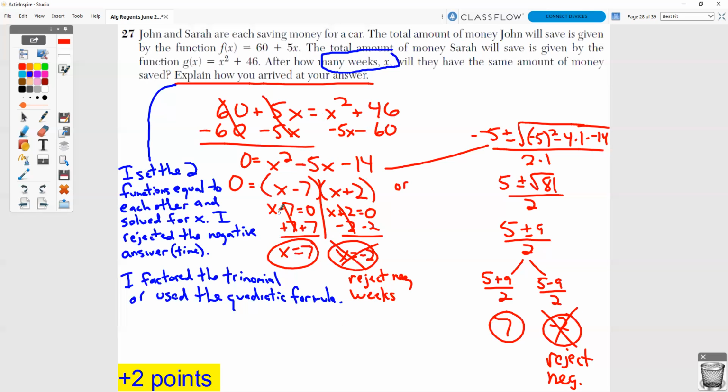By the way, go back to the last question for a second. What gets 1 and what gets a 2? As long as you came up with the 7, you get 1 point. If you said both 7 and negative 2, you would still get 1 point, but you can't get full credit. The explanation is the other point.